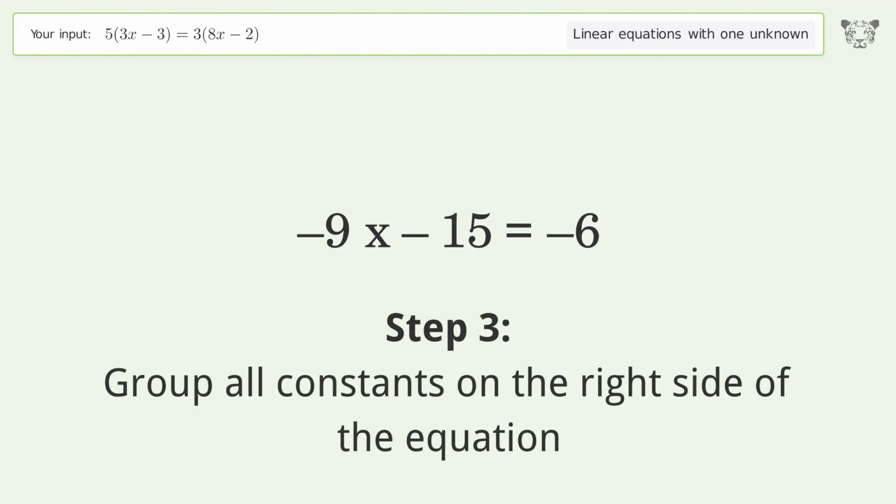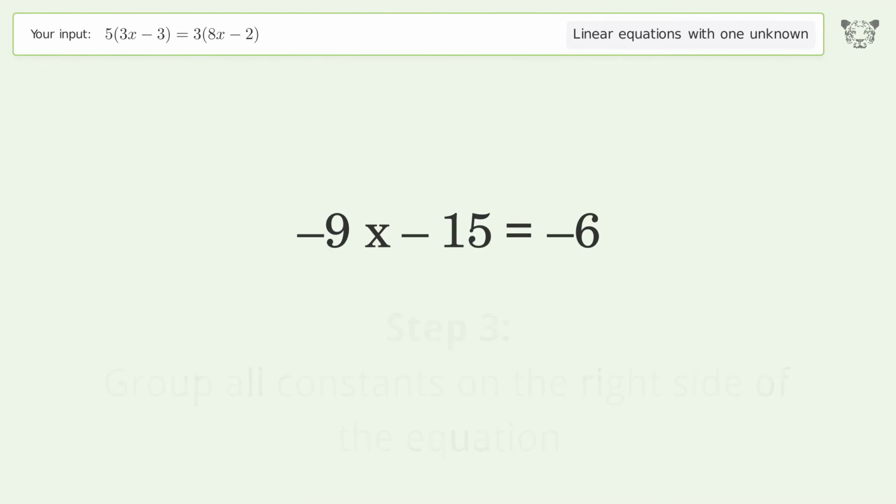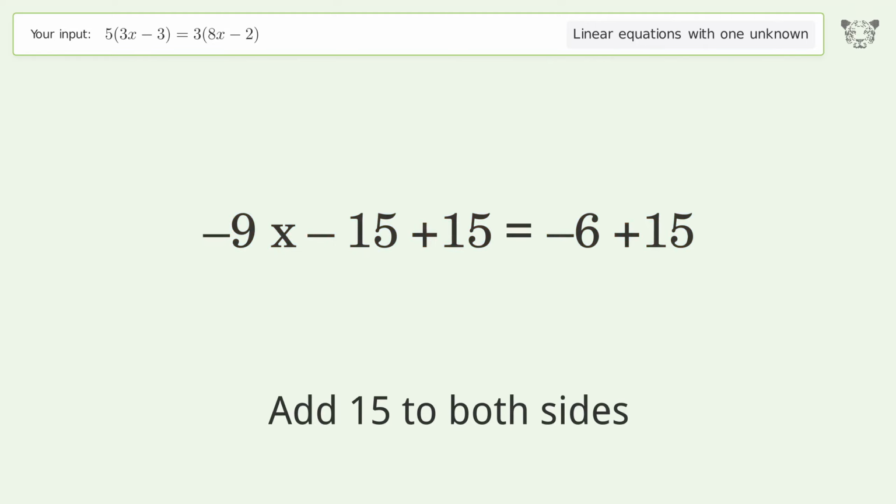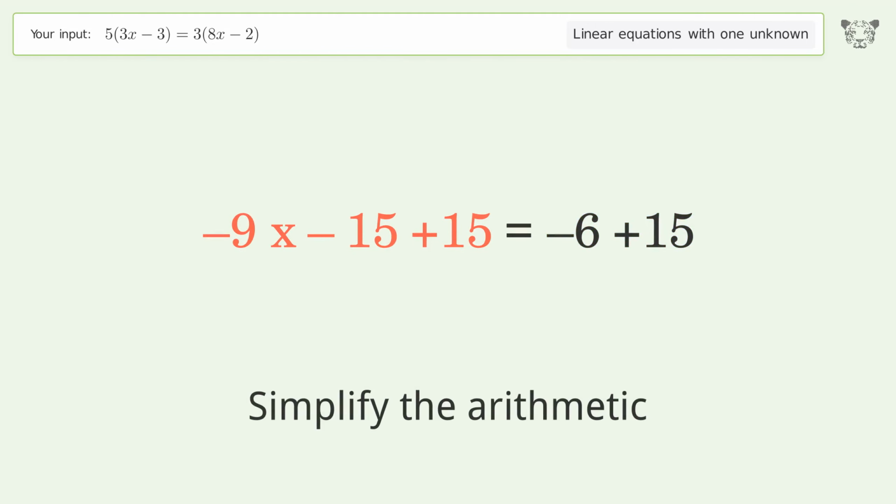Group all constants on the right side of the equation. Add 15 to both sides. Simplify the arithmetic.